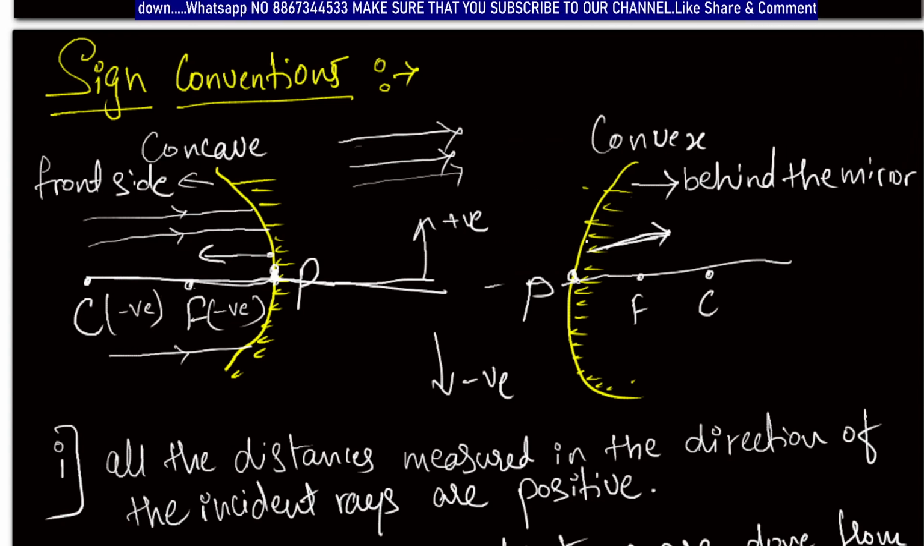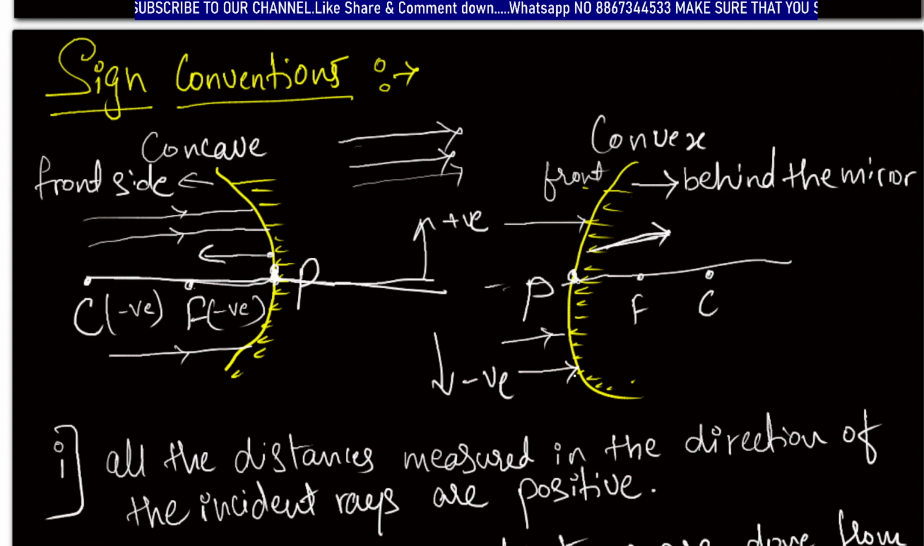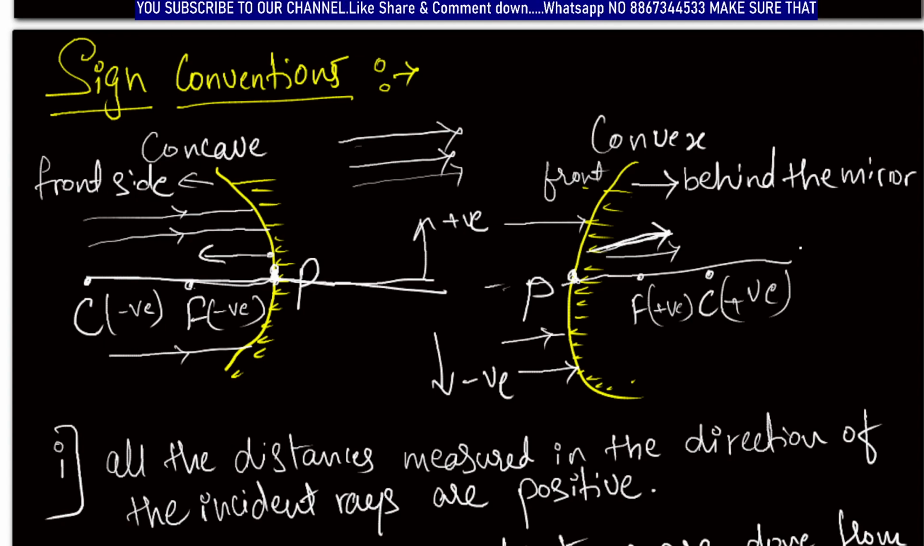In the case of a convex mirror, this is the front side of the mirror. When light rays are incident, they are in this direction. We also measure the focus and center of curvature from the pole. This is in the same direction as the incident ray, so the focus will be positive, and so will the center of curvature.